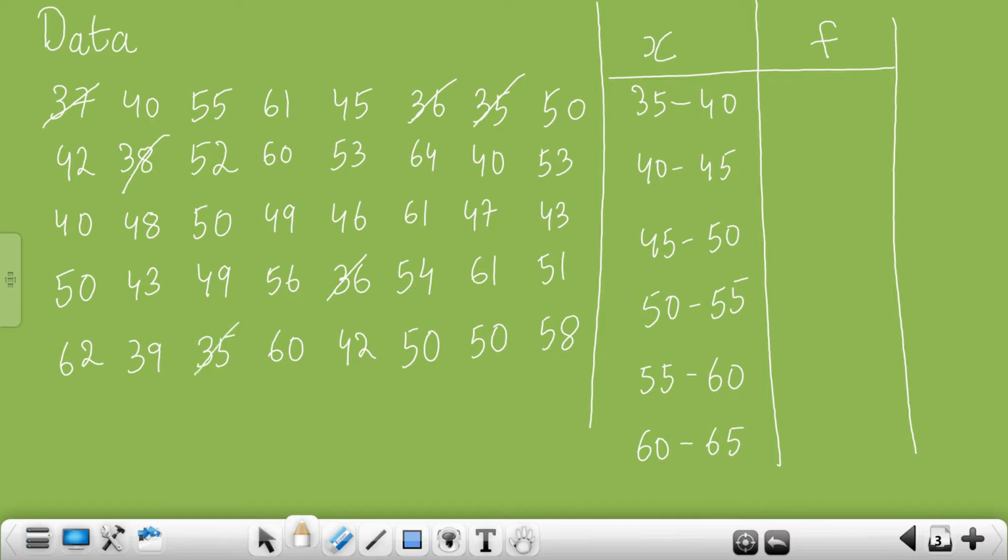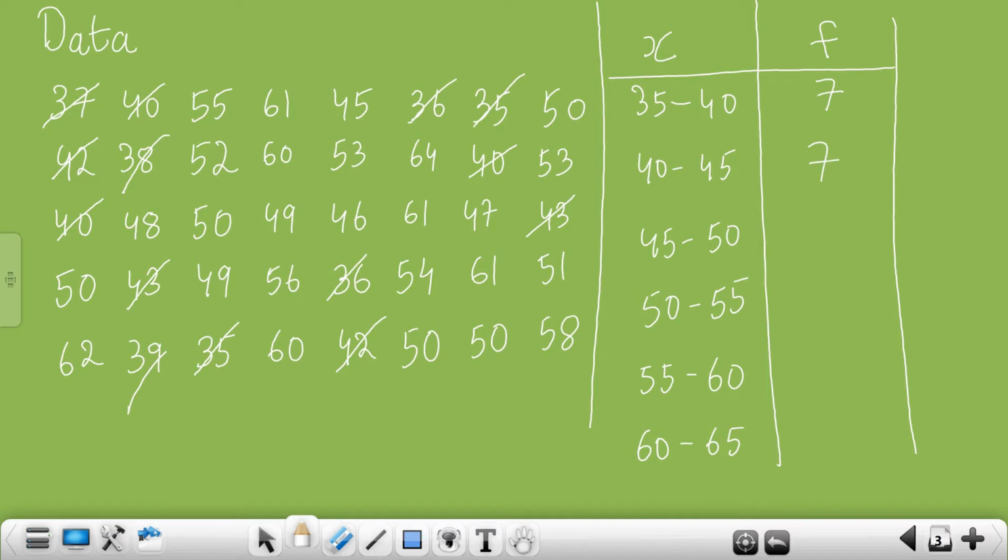Then it's 36, 35 and 39, right? So basically there are 1, 2, 3, 4, 5, 6, 7 such values. We can't take 40 into account because 40 is the upper limit of the first class, and we exclude it. So we have 40, 42, 40, 40, 43, 43, 40. No, we can't take 49, but we can take 42, right? So the total number is 7, right?